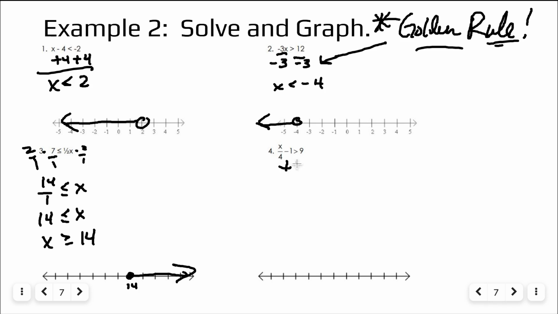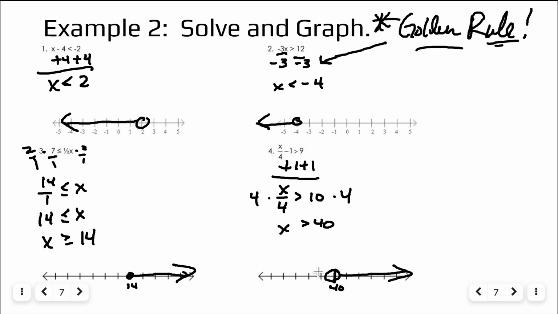All right, now number 4, we're going to add 1 on both sides. We have x divided by 4 is greater than 10. So now I got to get rid of divide by 4. To undo that, I'm going to multiply by 4. X is greater than 40, so I'm going to put 40 on my number line here, put an open circle, and draw to the right.